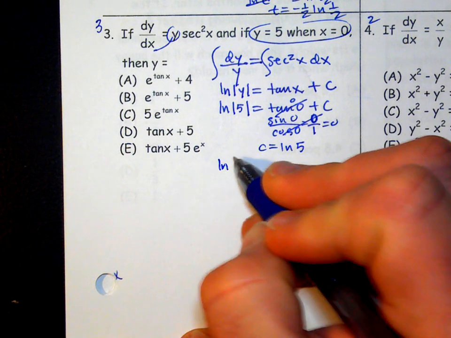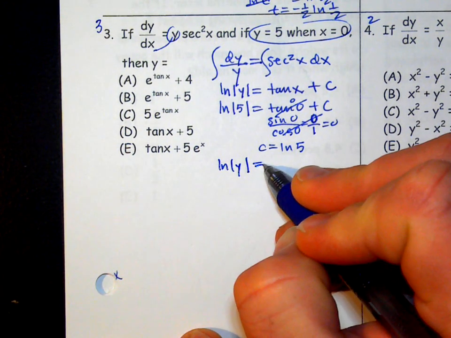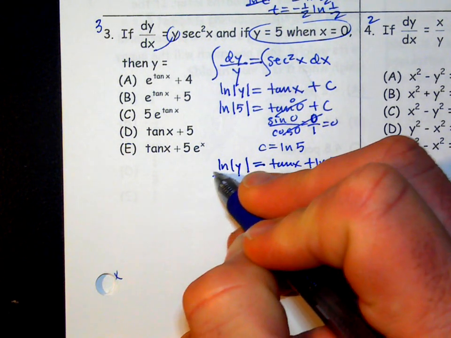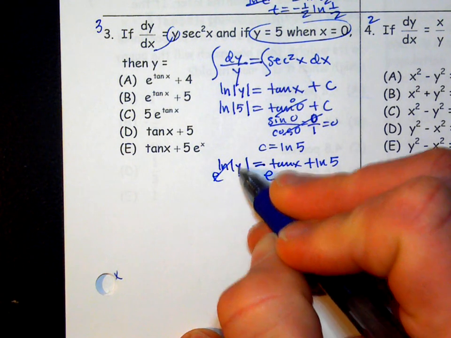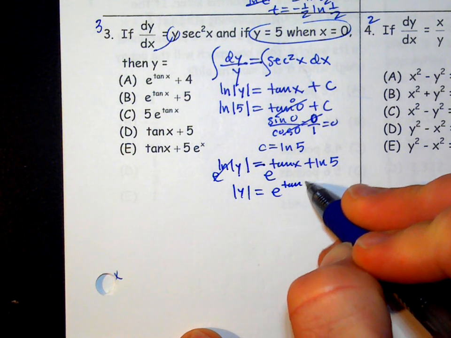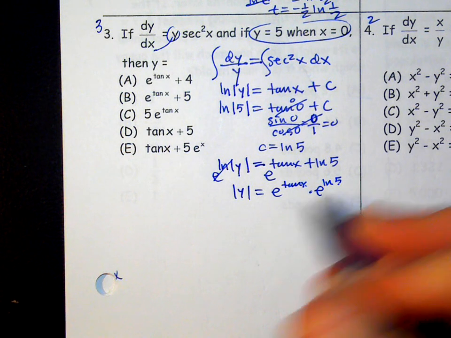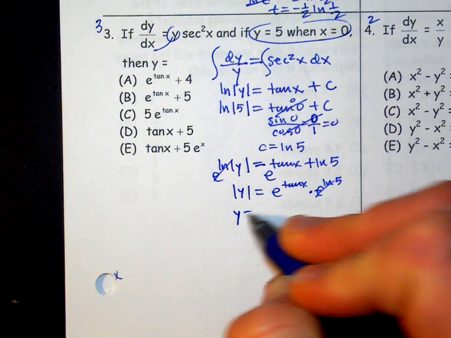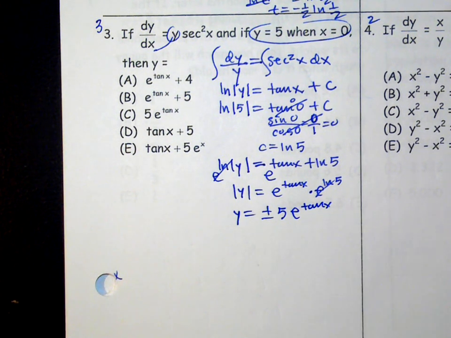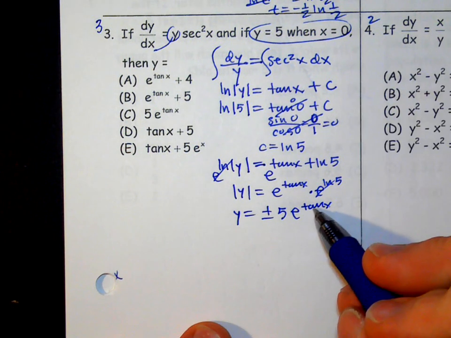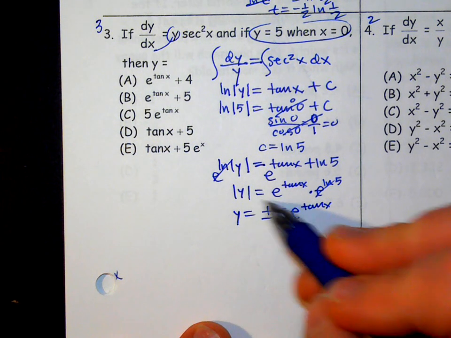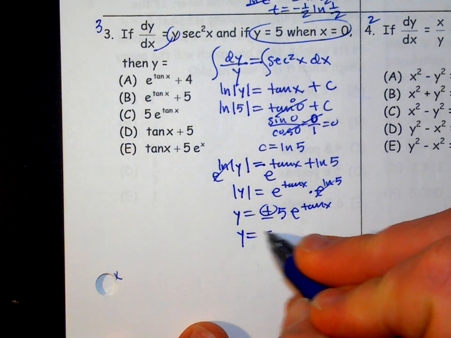So we're going to rewrite our answer with the c value in it. Natural log of absolute value of y equals tangent x plus natural log of 5. We're going to exponentiate both sides. Now we can use rules of exponents to break this up, and so that's going to be a 5. To get rid of the absolute value, you can do plus or minus. I'd put the 5 in front. Now, you need to pick one or the other, plus or the minus. So you plug x equals 0 and you should get positive 5 for y. So tangent 0 is 0, e to 0 is 1, 5 is 5. You want it to be positive. So your final answer is this.